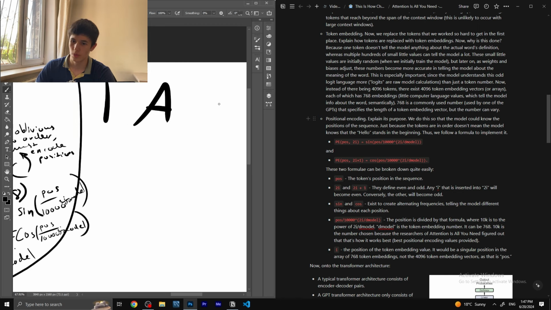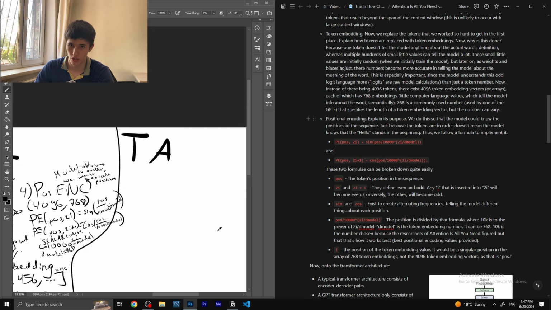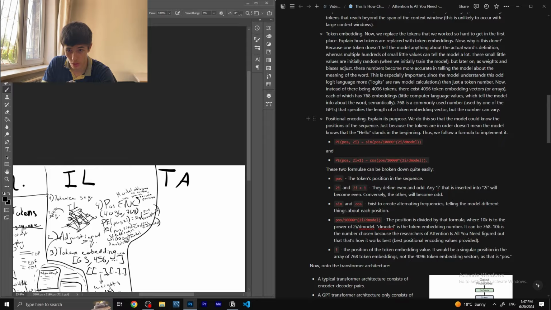Transformer architecture. Now we move on to the mighty transformer architecture. We can just draw a line over here.